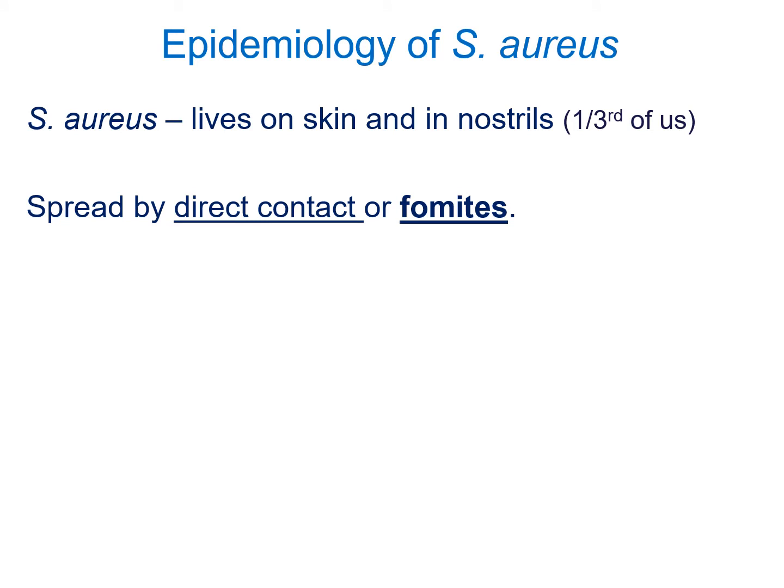So S. aureus, very common. About 1/3 of us have permanent populations of S. aureus that live most likely within the nostrils, but perhaps other places on your body as well. And all of us are exposed to S. aureus pretty much every day. It's spread by direct contact, so skin-to-skin contact, or it can be spread by fomites as well. Remember, a fomite is something that's non-living, something that you touch and then someone else touches. So it could be a coffee cup, it could be a towel, something like that.